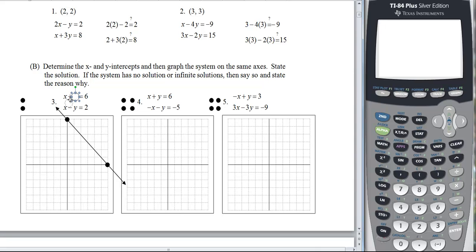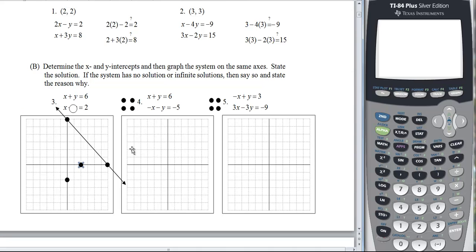So now in the next one, let's let x be 0. Now be careful here, because what I've got is a negative y equals 2, so that would mean y would equal negative 2. So that would mean the point 0, negative 2. So let me put them. It's so easier to do this by hand. Okay. So now I've got to let y be 0. And if I do that, x equals 2. So that would be that point.